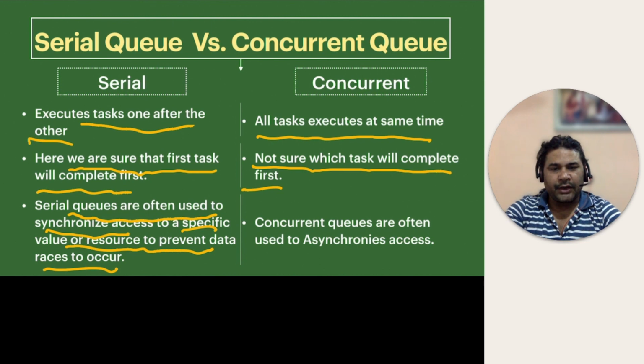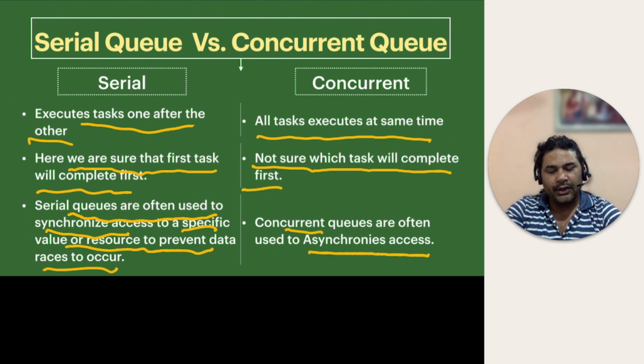Serial queues are used to synchronize access to a specific value or resource to prevent data races from occurring. In a minute, we will discuss synchronization, because in synchronization we perform one task after another. Serial queues use synchronized access and prevent data races, because only one operation, one thread at a time, is executing. It prevents data races or deadlock conditions.